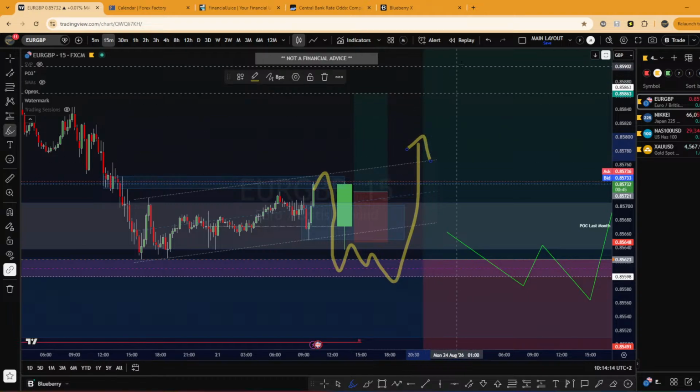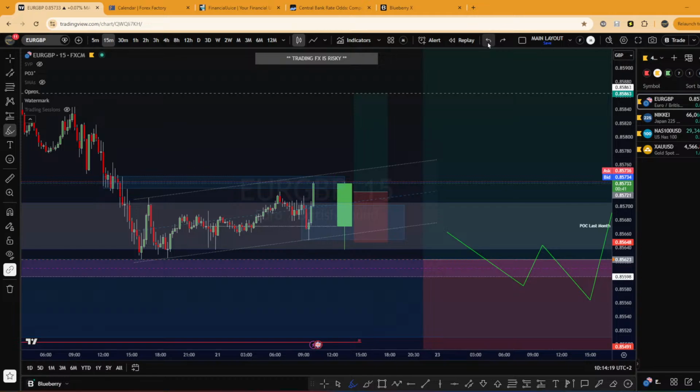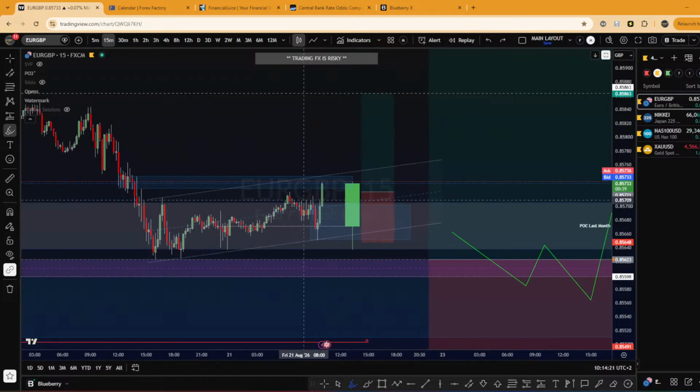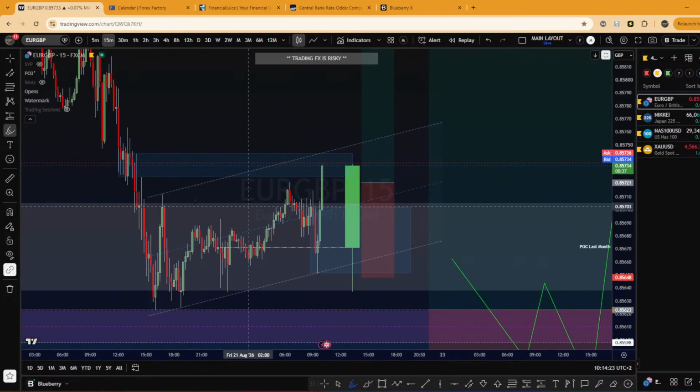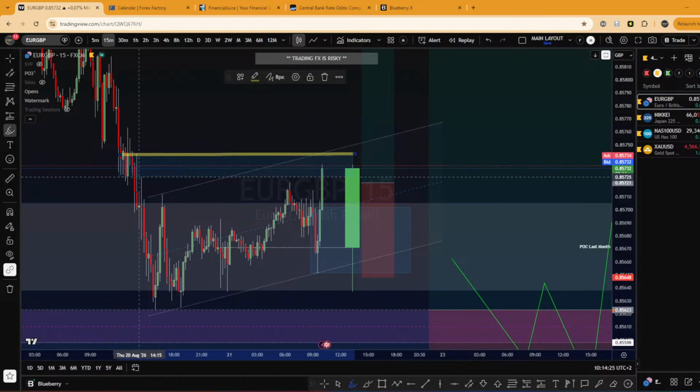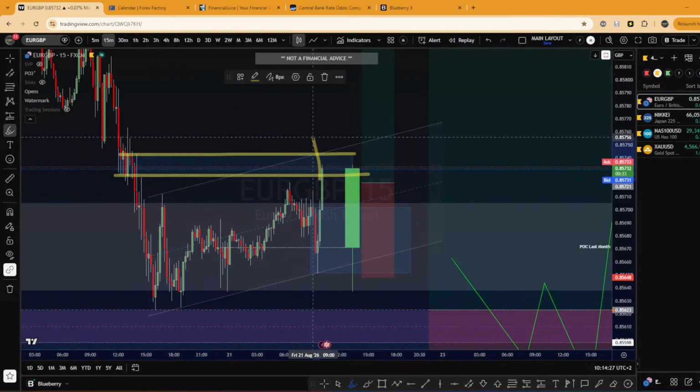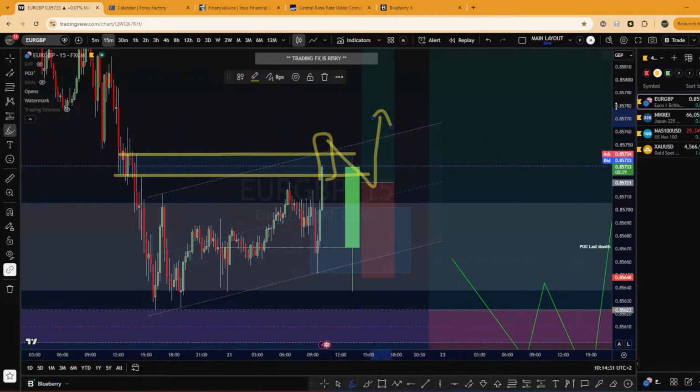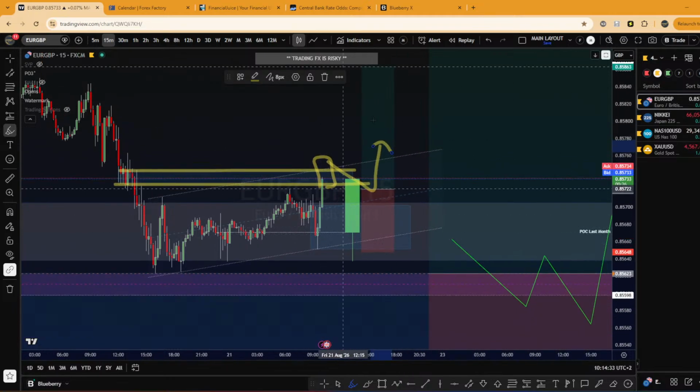because Euro pound always sometimes does things like this. So that's why I really need to be careful. But I mark up this other block. If we really close above it, I think it will be interesting to buy a breakout of this.